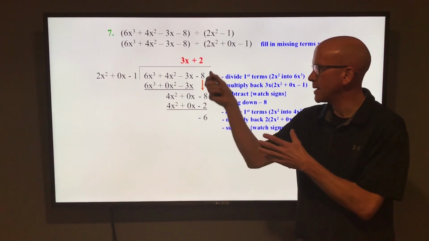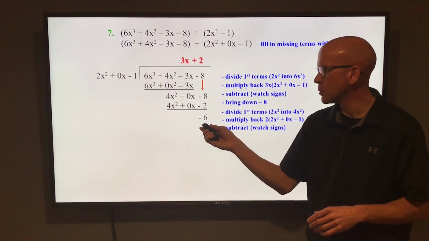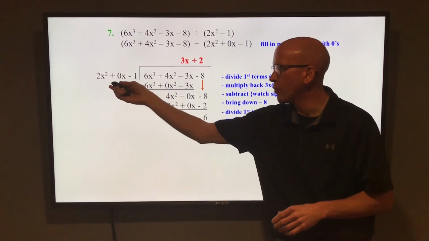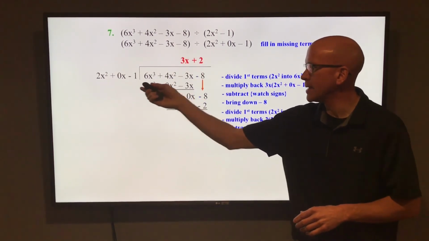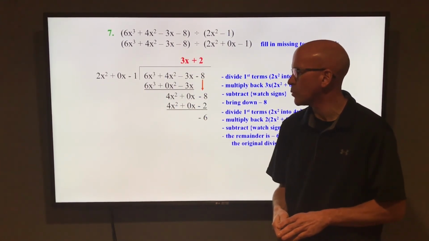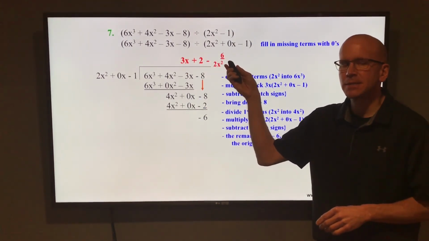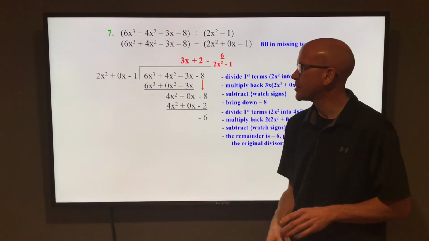We don't need to put anything in. There's nothing left to bring down. That's the remainder. Now, since that's the remainder, we're going to put that minus 6 over what we started dividing by. We don't need to have the 0x in there, but what we started dividing by was 2x squared minus 1. So the final answer here is 3x plus 2 minus 6, that remainder, over 2x squared minus 1.